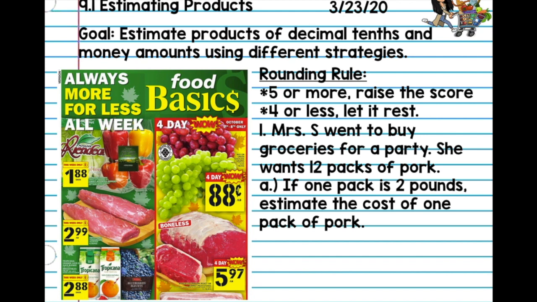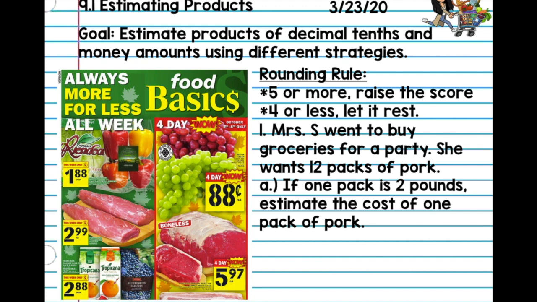If one pack is 2 pounds, estimate the cost of one pack of pork. So let's look here. We have to estimate. This is your pork. If you look right there, one of those packs is 2 pounds, okay? So the question is asking how much does one pack of pork cost if it is $2.99 per pound?